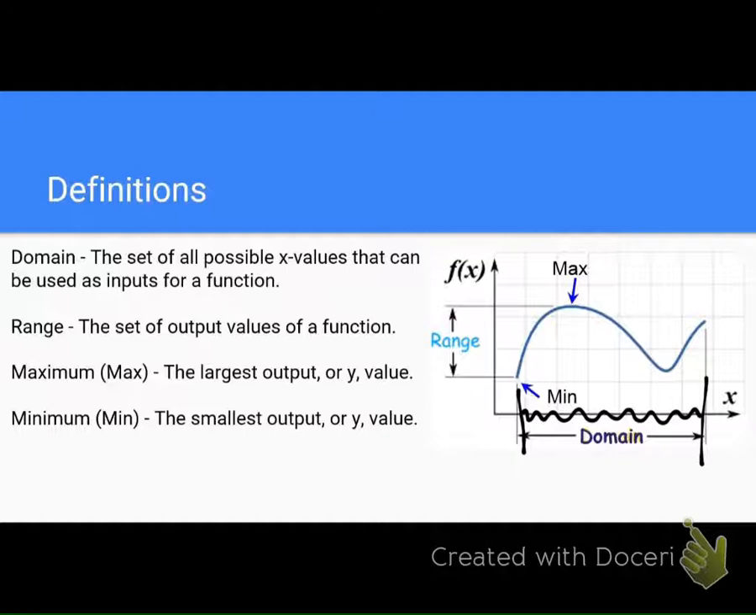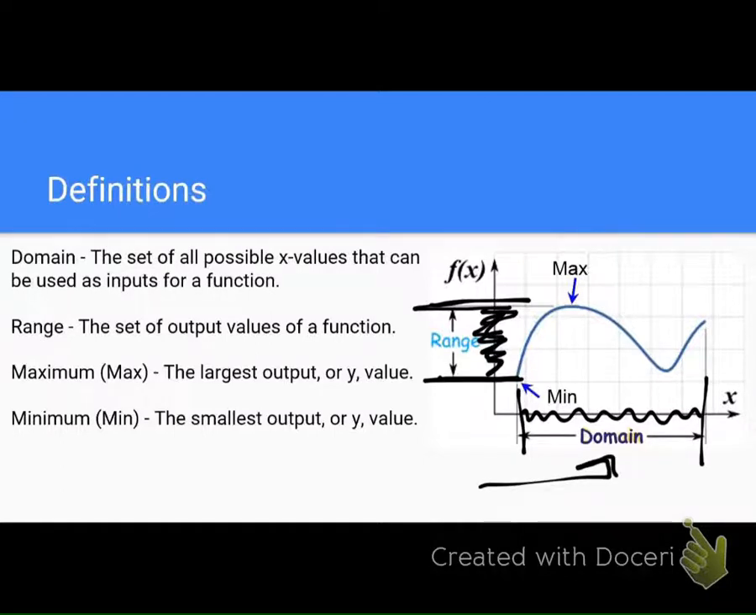The range is the set of output values of a function, which we would say are the y values, right? So the y values for this function go from this point to this point. So these are all appropriate y values. Those are values that we would get as outputs when we plug in values from the domain.